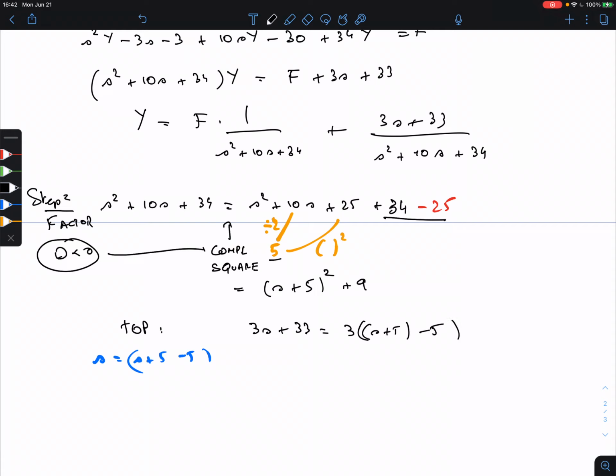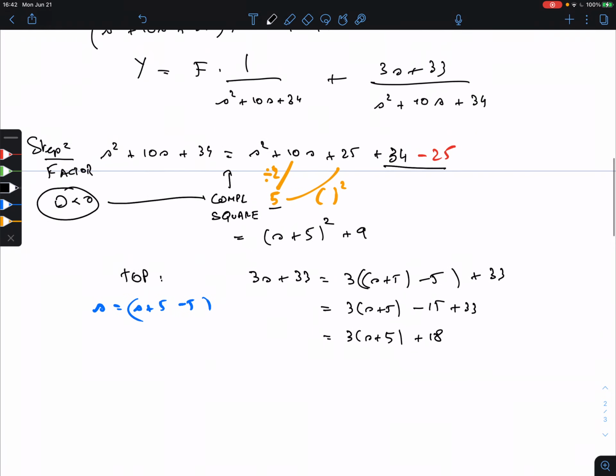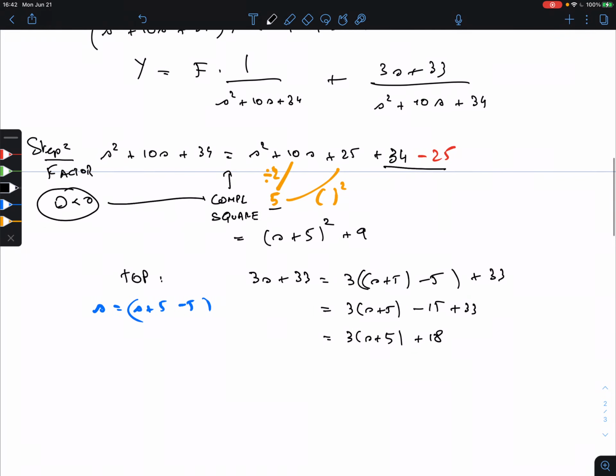Minus 5. Let me write it really in steps, right? So there's 3s plus 5 minus 15 plus 33. So that is 3s plus 5 plus 18. Okay. But we also need the partial fraction for this guy. Well, that's it. That we have it as a partial fraction. It's just the constant on top. There is no s. We have to write this guy as a polynomial in s plus 5, but 1 is a polynomial, so that's also done.